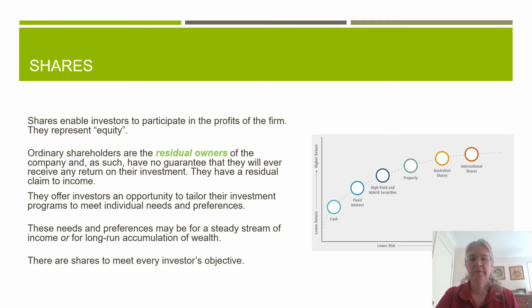When we look at our risk return graph, we've got very low risk, low return cash and our fixed interest, our bonds, and then we move along. We've got our hybrids and our property, and then we have shares. Of course, there's a range, as with any category, but they are higher risk, which should also mean a higher return.